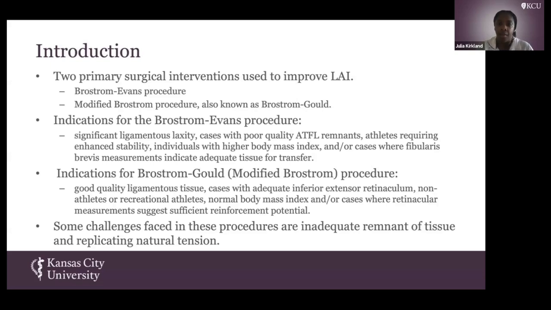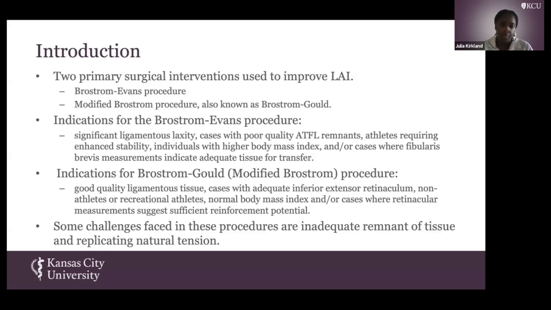The indications for the Broström-Evans procedure are significant ligamentous laxity, cases with poor quality of the anterior talofibular remnants, athletes requiring enhanced stability, individuals who have a higher body mass index, and or cases where the fibularis brevis measurements indicate adequate tissue for transfer. The indications for the Broström-Gould are good quality ligamentous tissue, cases with adequate inferior extensor retinaculum, non-athletes, recreational athletes, normal body mass index, and or cases where the retinacular measurements suggest sufficient reinforcement potential.